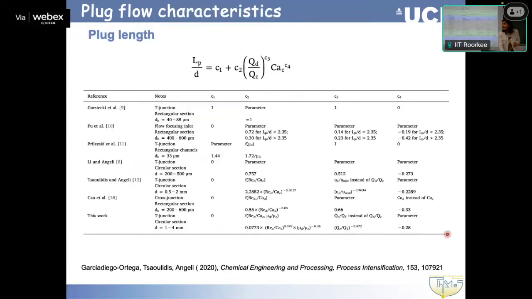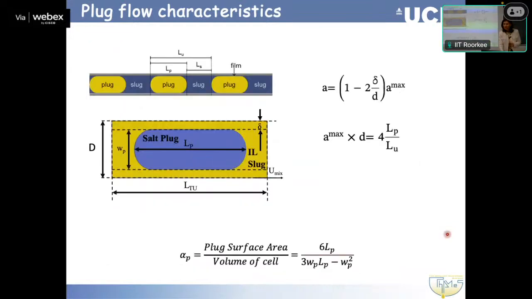The plug length is the one that might have the biggest uncertainty. So unless you have your own plug length data and you want to use the literature ones, the uncertainty can be large. However, for the film thickness, we are a little bit more certain.